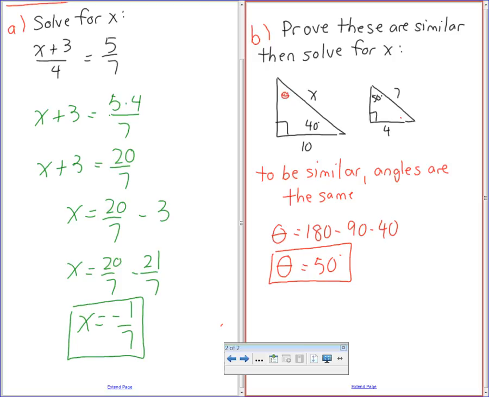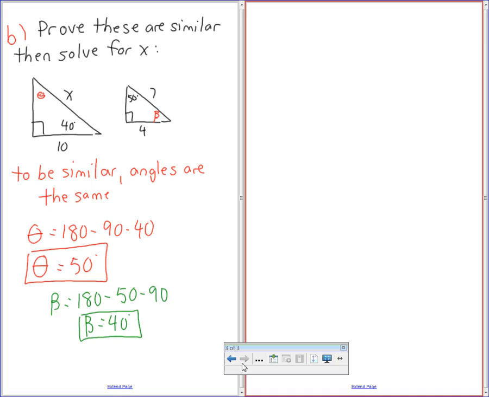Okay, how do I get the beta on the right-hand side? So beta equals 180 minus 50 minus 90, which should be 40, okay? And then you probably say something like, since the angles are all the same, the triangles are similar.